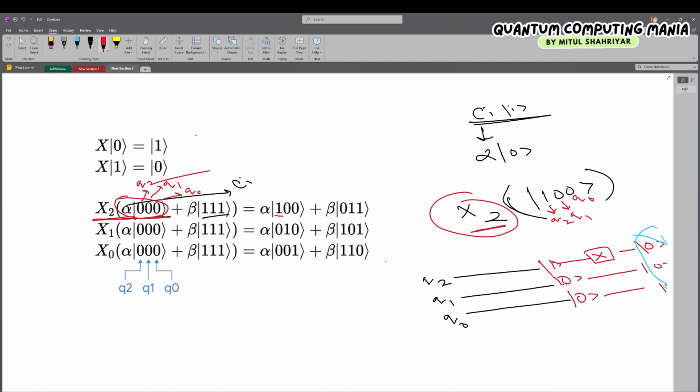Let's see. Yes, this turned into 1. But these two remained the same, because we didn't apply anything to these values. So this is how we can actually work with our gates.